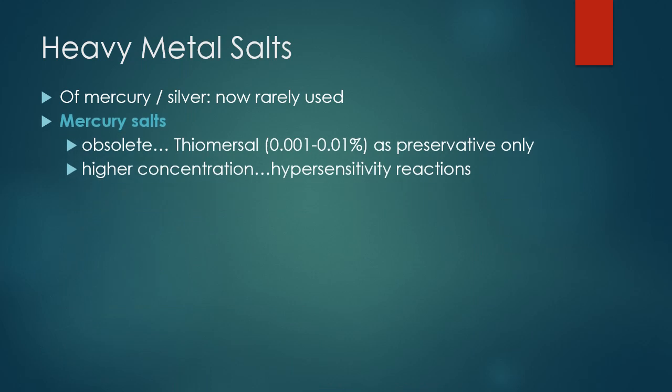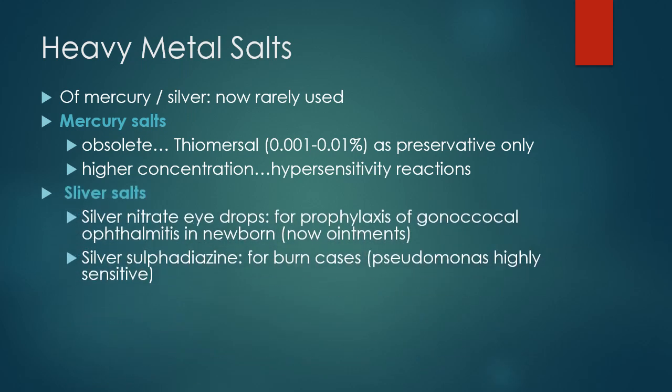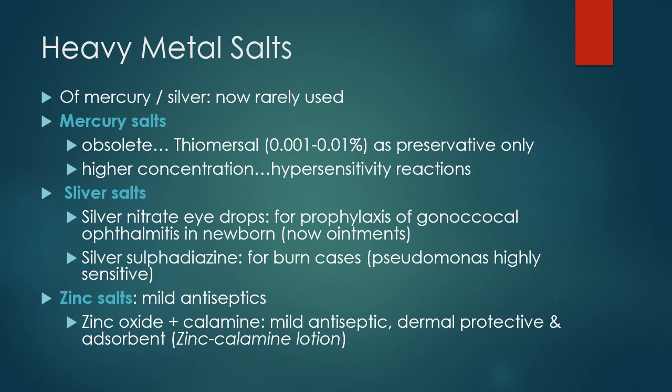Mercury salts, their use is obsolete, but thiomersal, which is used only as preservative. At higher concentration, it can cause hypersensitivity reactions. In silver salt, silver nitrate eye drops are used for prophylaxis of gonococcal ophthalmitis in newborns, while silver sulfadiazine is used for burn cases. Zinc salts are mild antiseptics. Zinc oxide plus calamine, which is mild antiseptic, dermal protective and adsorbent, is available in the form of zinc calamine lotion.